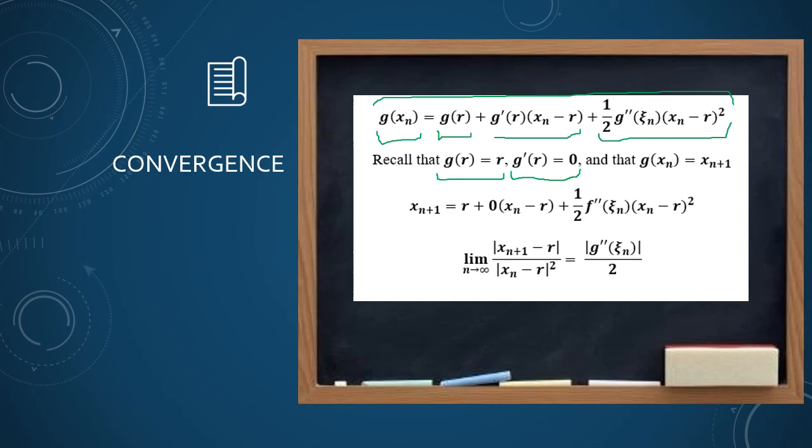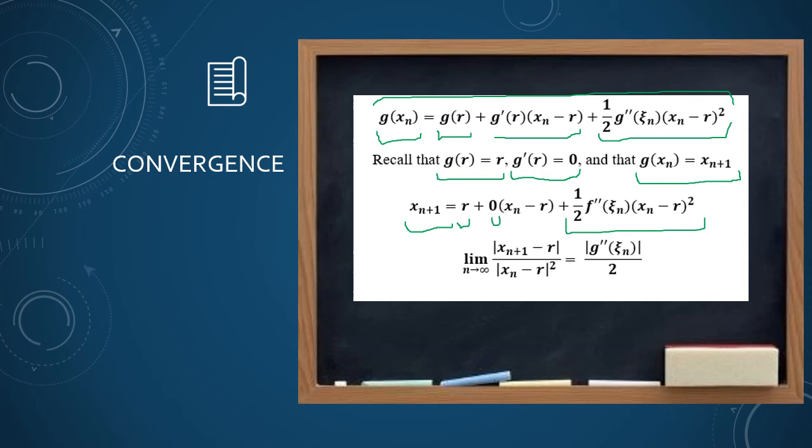And one more thing to note is that g of x of n is actually equal to x of n plus 1. So, simply rewriting things, you have that g of x of n, which was equal to x of n plus 1, g of r is just equal to r, g prime of r was equal to 0, and leaving everything else the same.